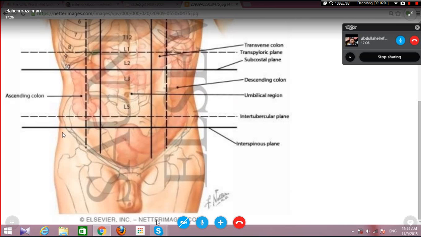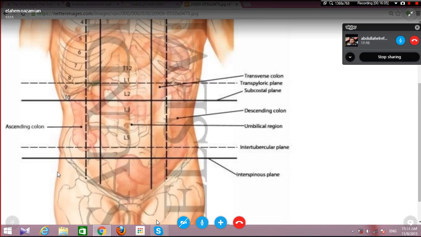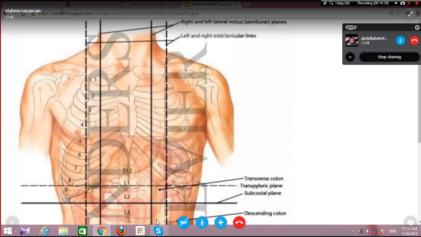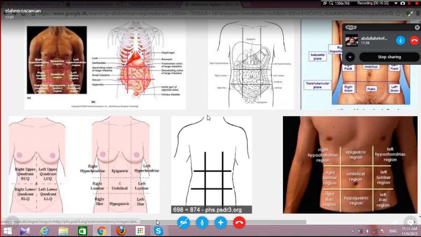Interspinous connects the two anterior superior iliac spines. If you want to choose the transverse line, you can pick one from above, one from below. Usually you pick these. This is called transpyloric and intertubercular. Or you can take subcostal and interspinous together.